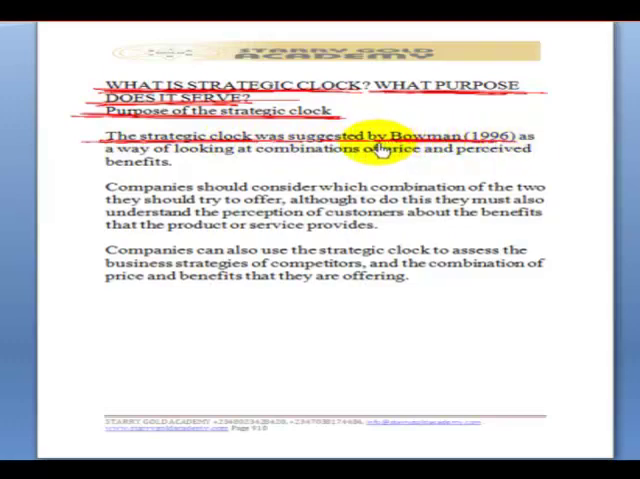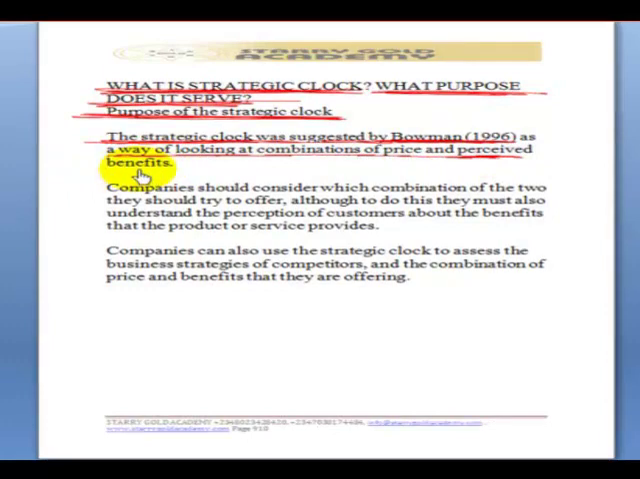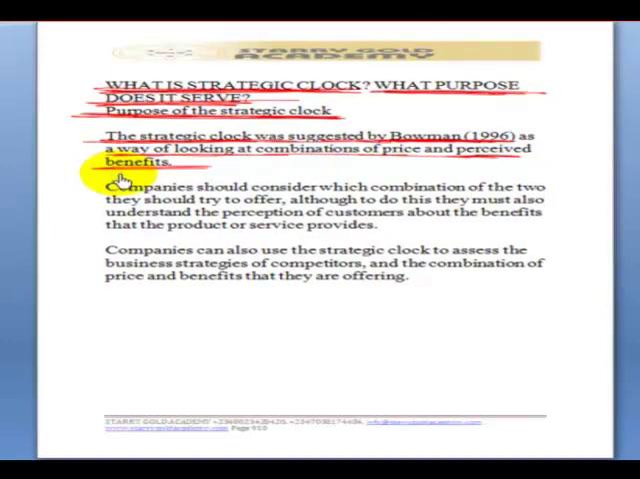And when Bowman suggested strategic clock, he actually saw it as a way of looking at various combinations of price and perceived benefits of a given product or service over a particular period of time. So like I said, it was majorly developed by Bowman in the year 1996, and the concept was used as a way of looking at various combinations of price and perceived benefits on the part of a particular product or service.